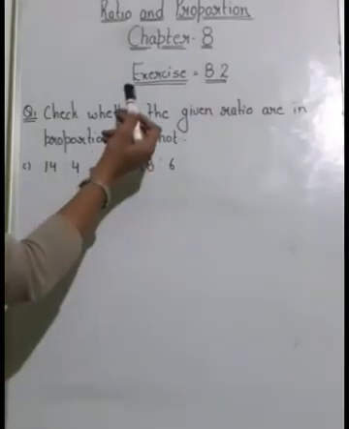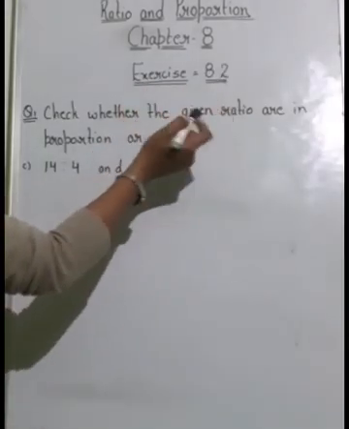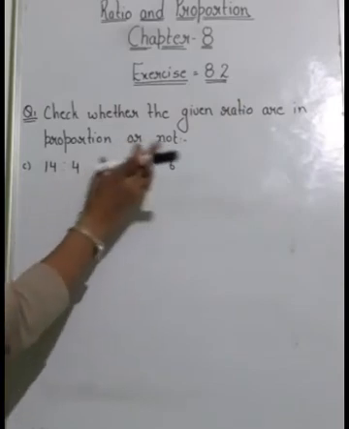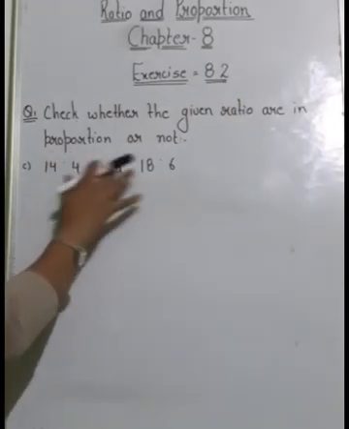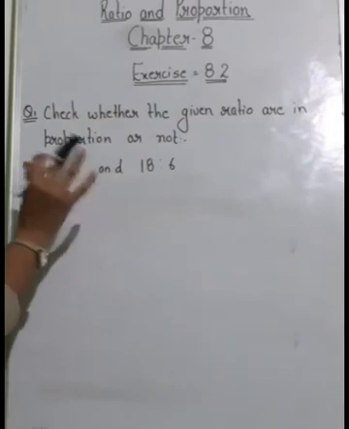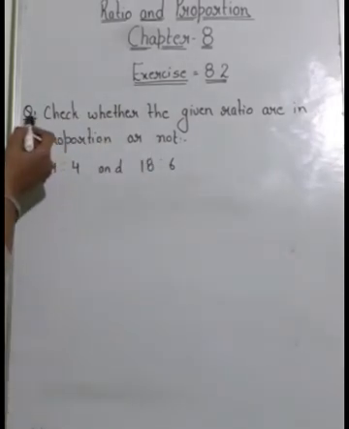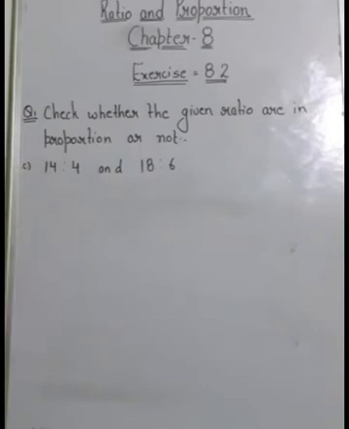Clear? Students, we are starting with exercise 8.2. In the whole exercise, you only have to find whether the ratios are in proportion or not. They might be changing the language of the question, but basically you have to find out whether they are in proportion or not. So I am doing your question number 1 and I am taking the third part of it.